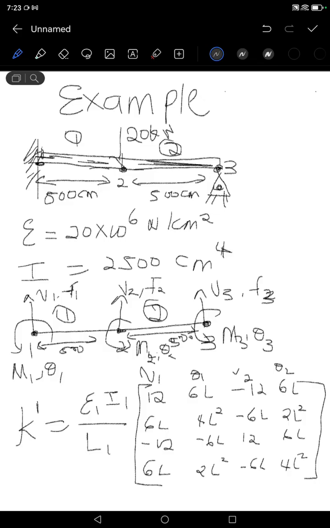Okay, after here we can substitute our values. We have E is 20 times 10 to the power of 6, and then I is 2.5, L to the power of 3, and the L for element 1 is 500. Okay, so L is going to be 500, so it's going to be 12, 6 times 500, negative 12, 6 times 500. We're just going to substitute the values that we have here, and then we get the first element stiffness, K to the power of 1.